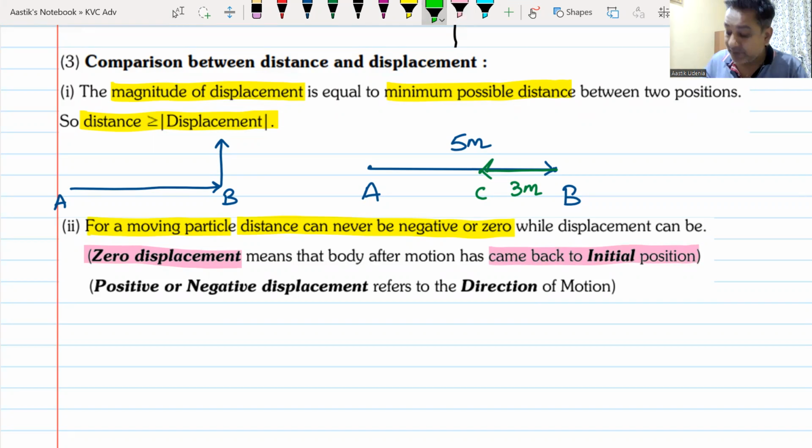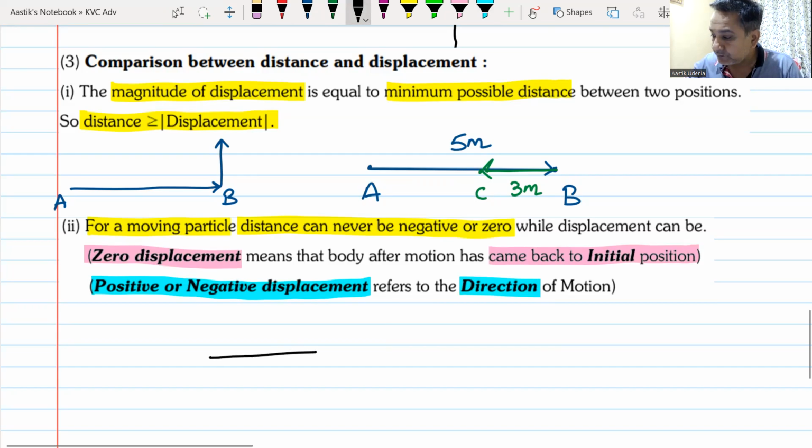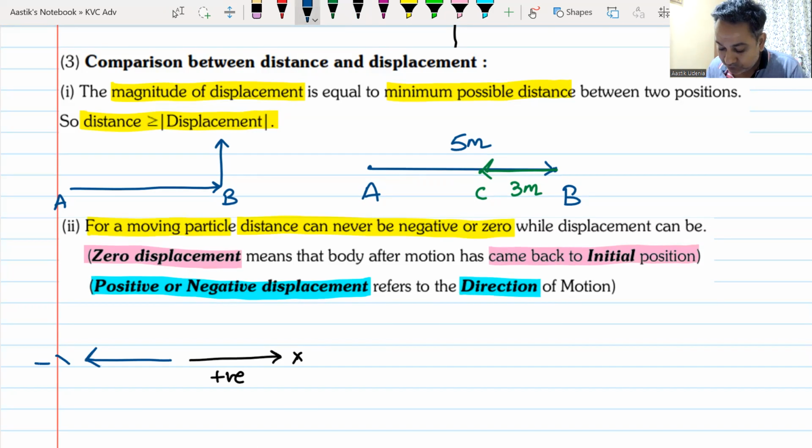Yes, sir. Then there is one more term that comes to us, which is positive and negative displacement. What do you understand by positive and negative displacement? The positive and negative only stands for its direction. What do I mean by this? If I call something moving along positive x as positive, then something moving along negative x will become negative. So positive and negative displacement, or positive and negative velocity, or positive and negative acceleration only refers to its direction. Do we understand this? Yes.